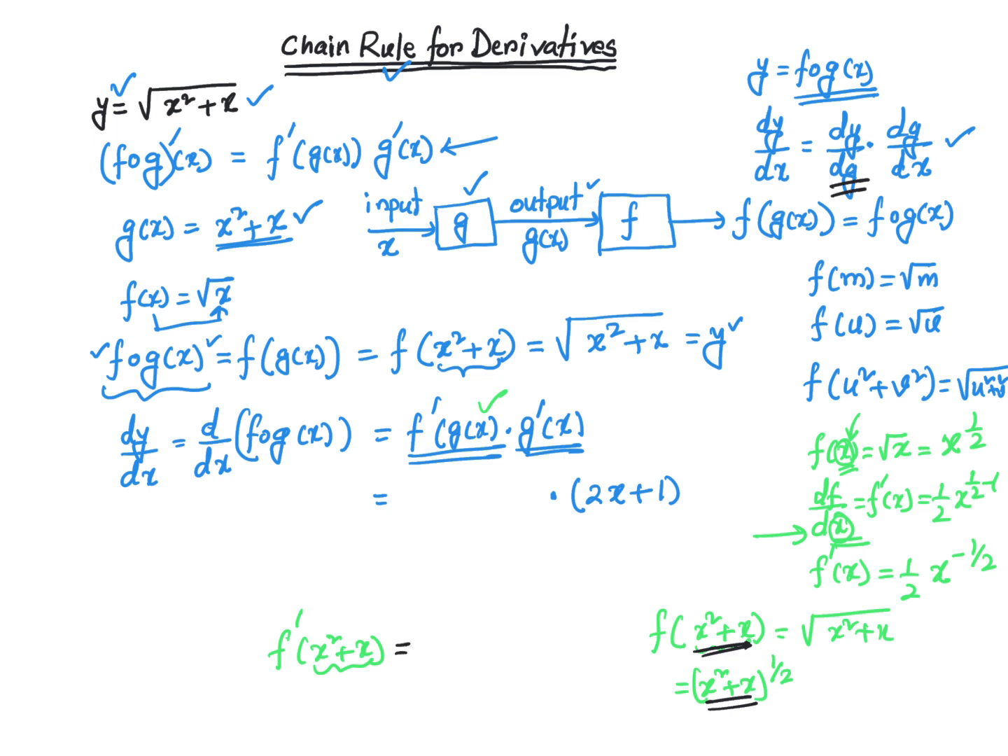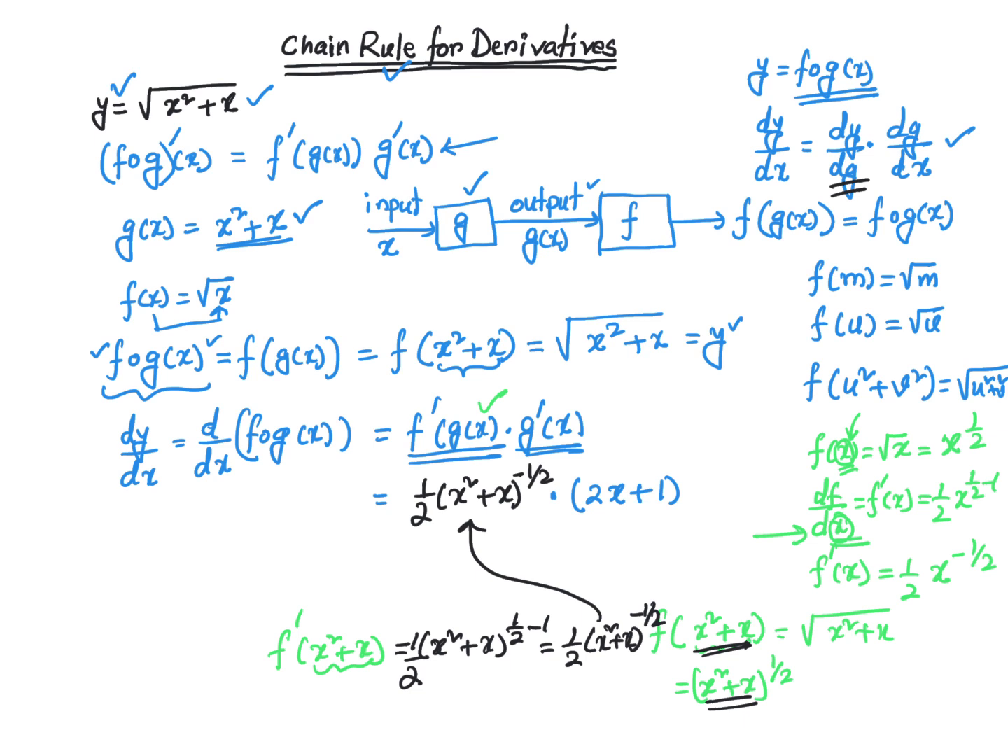So that is going to give me 1/2 times x squared plus x to the power 1/2 minus 1, which is the same as 1/2 times x squared plus x to the power negative 1/2. And I take this value and plug it in here. So it's going to be 1/2 times x squared plus x to the power negative 1/2. And that's how I find the derivative for the composition of two functions.